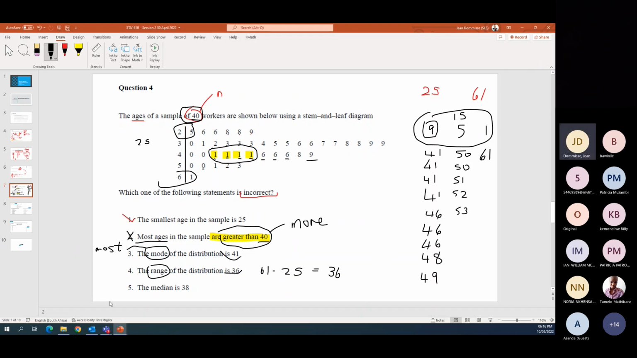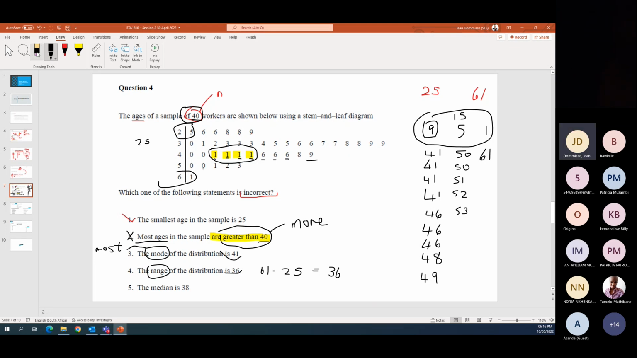Okay, the median is the number that is in the middle. Yes. Is there a question? Okay, so let's go on. The median is the one in the middle.